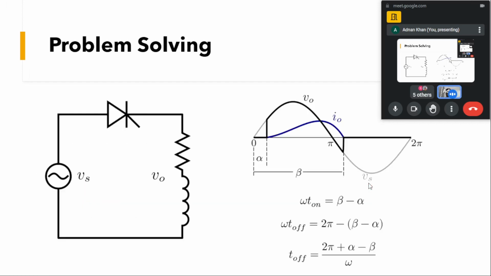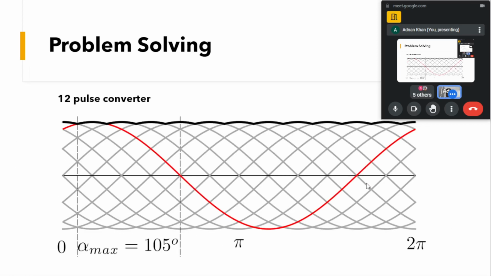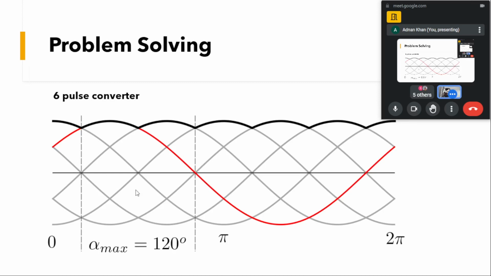Similarly, we can say for this three phase, this 6 pulse, if you can see for this 6 pulse, this interval is 60 degree. If you can trace this, if this alpha is greater than 120 degree, we won't be able to have any voltage for this 6 pulse.